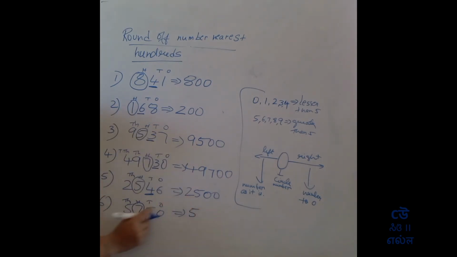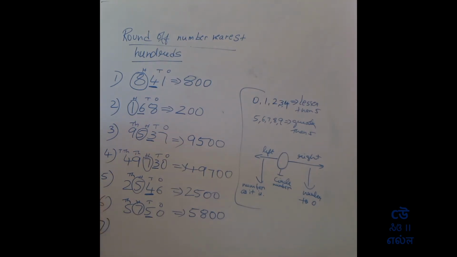So, the circle's left side number we have to write as it is. So I am writing 5 as it is. Next 7 will become what? 8, because 5 belongs to the greater, bigger number. So 8 we are writing, then 0, 0. Okay.